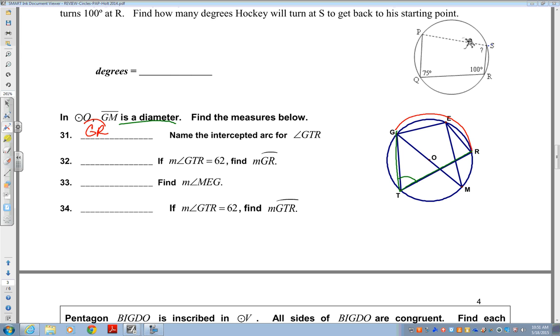Yeah, the points, yes, you're right. Or some people might go R to G. It's the same thing. All right. No, it's not a major. Yes, 3 letters. Okay.